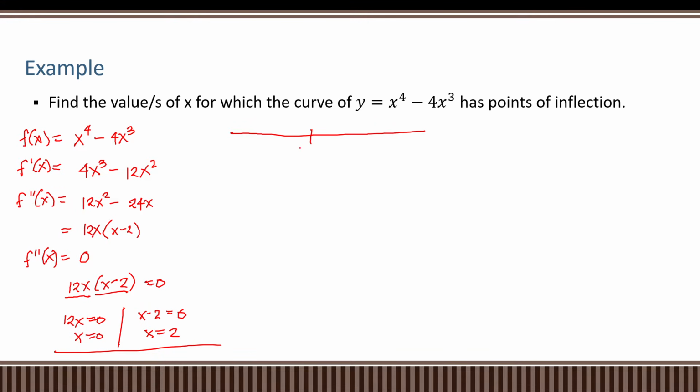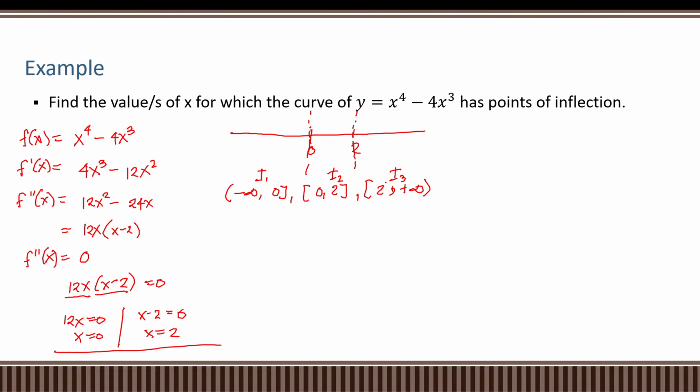So that we can find the intervals, we have here x is equal to 0 and x is equal to 2. So the first interval would be from negative infinity to 0, open and closed, and the second interval is 0 to 2. The third interval would be 2 to positive infinity. So these are interval 1, interval 2, and interval 3.